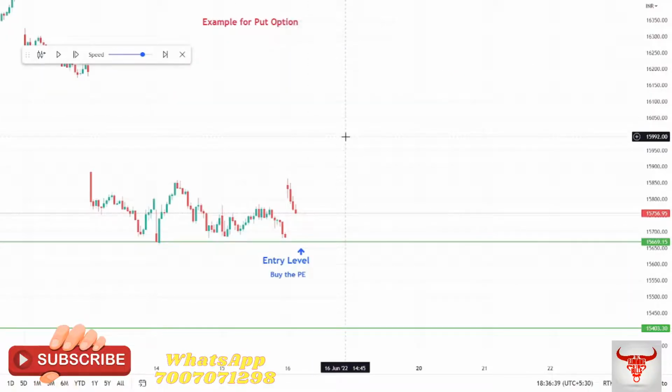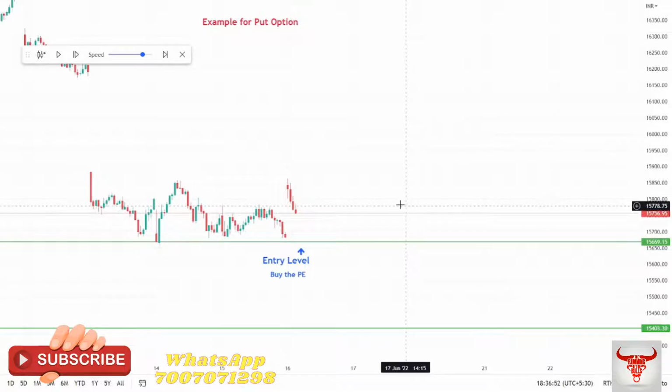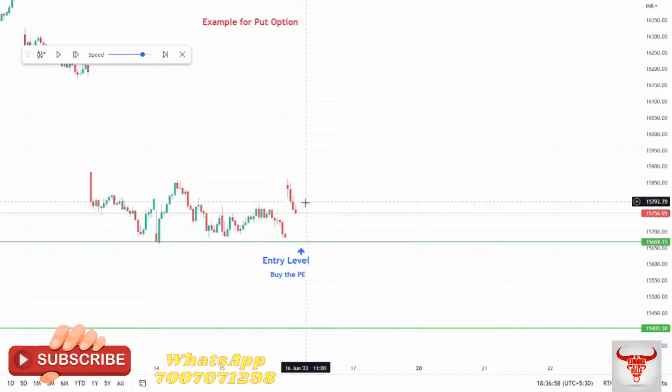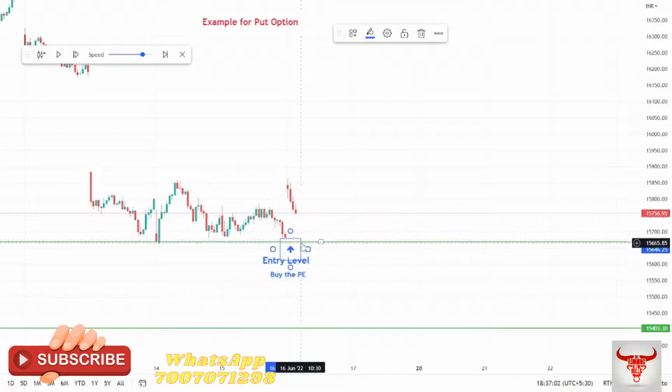Let's see an example for the put option. My view is bearish, so I'll buy a put option of the nearest strike price, that is 15,700 PE, and since my view is bearish, the market will move downwards. So this will be our entry point. When the market comes below this line, we'll make an entry, and this will be our target.